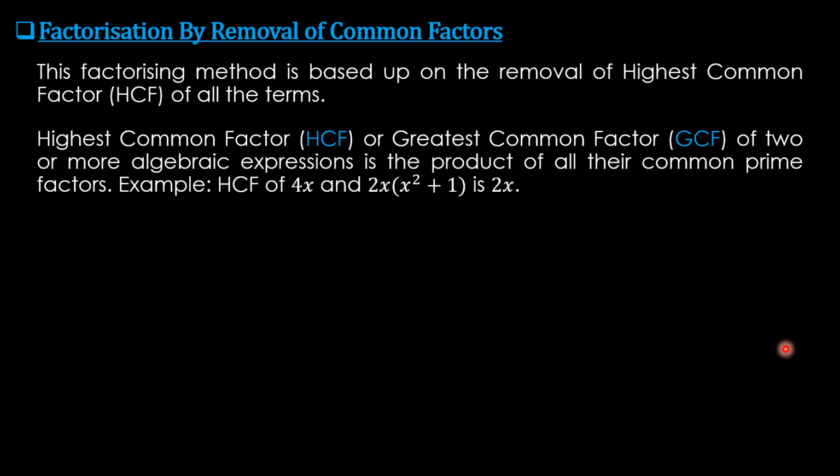For example, HCF of 4x and 2x times x square plus 1 is 2x. So 4x is one expression and 2x times x square plus 1 is another, and the HCF or highest common factor is 2x, because 2x is the only common prime factor in both.